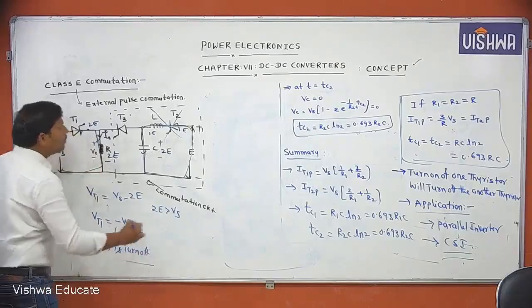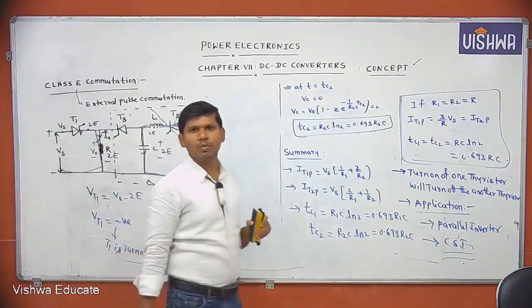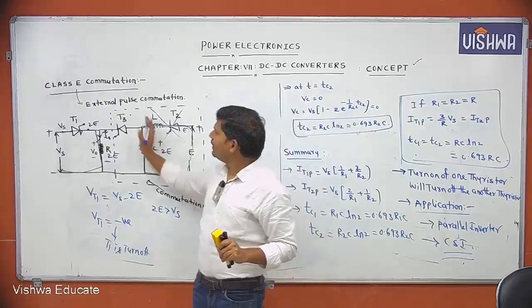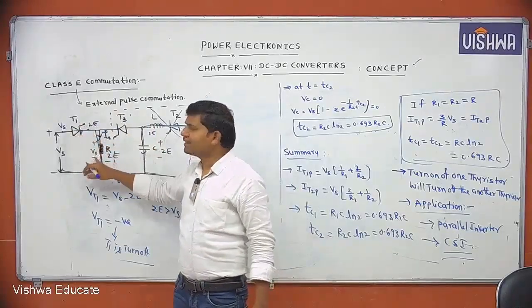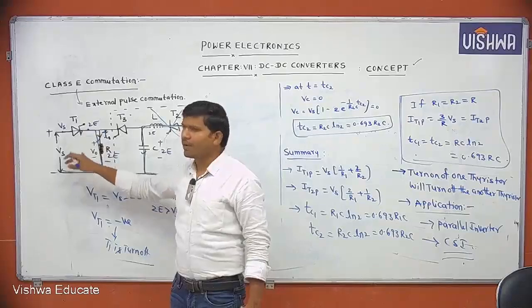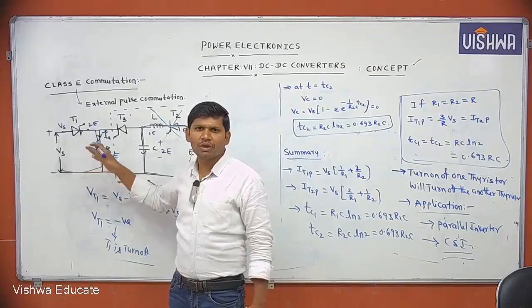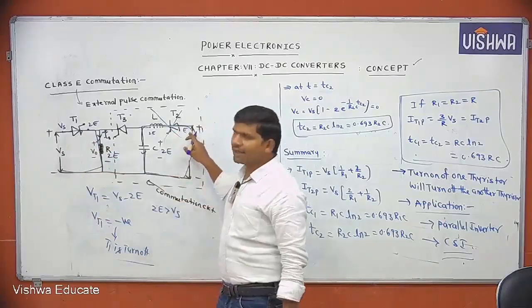Okay, this type of commutation is called external pulse commutation. How will this circuit turn off the T1 thyristor? First, what can I do? First we can trigger the T1 thyristor. Now it is supplying the power to the load. After some time, if you want to turn off T1, then you can trigger T2.